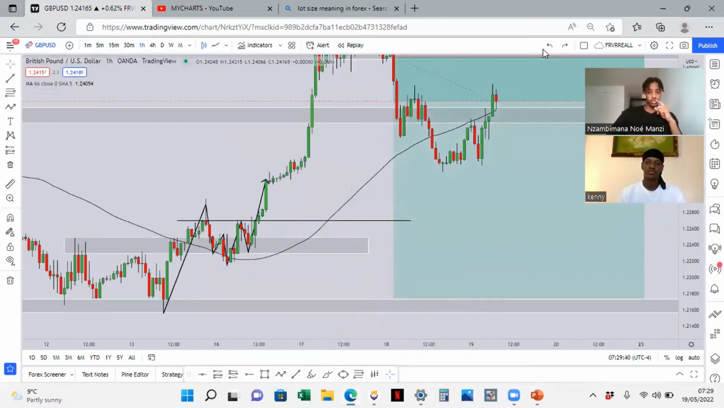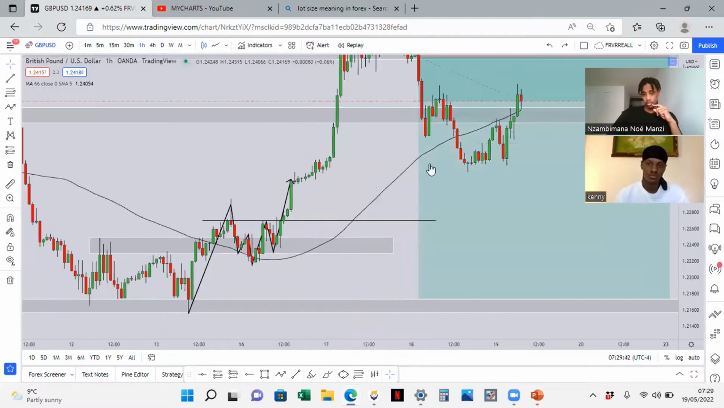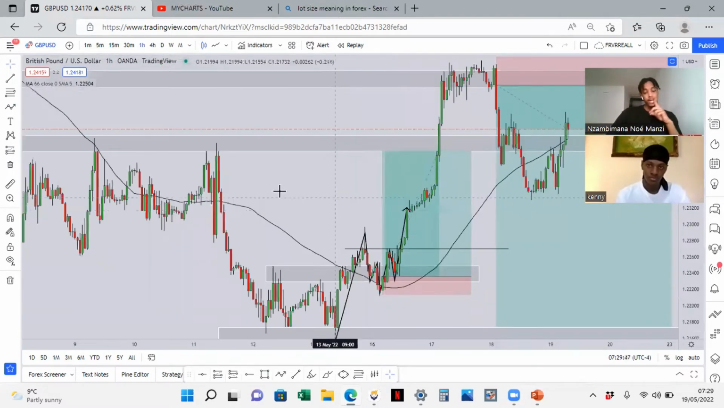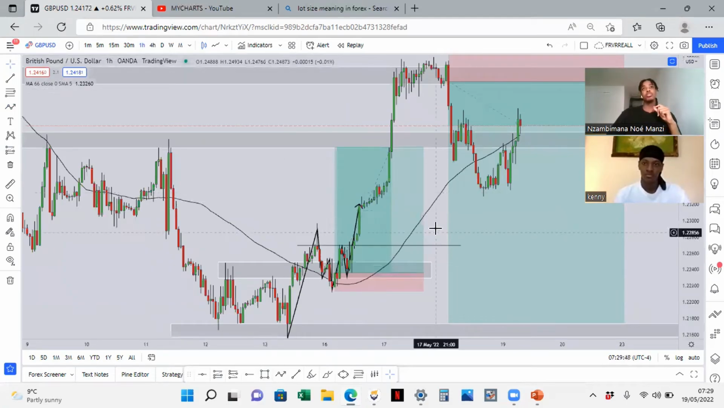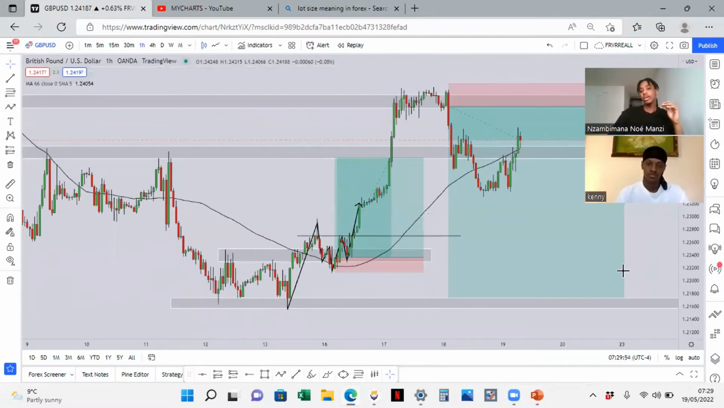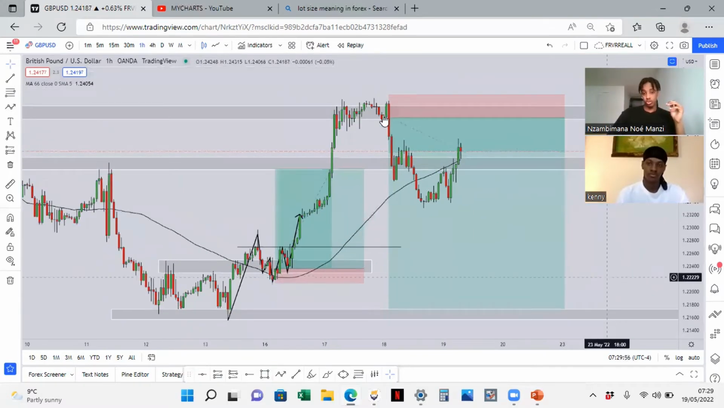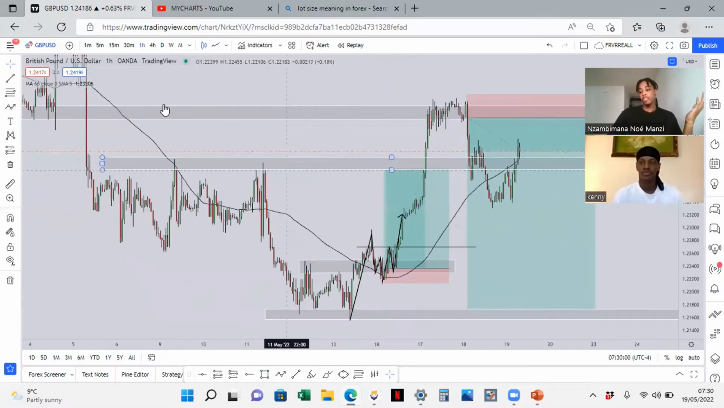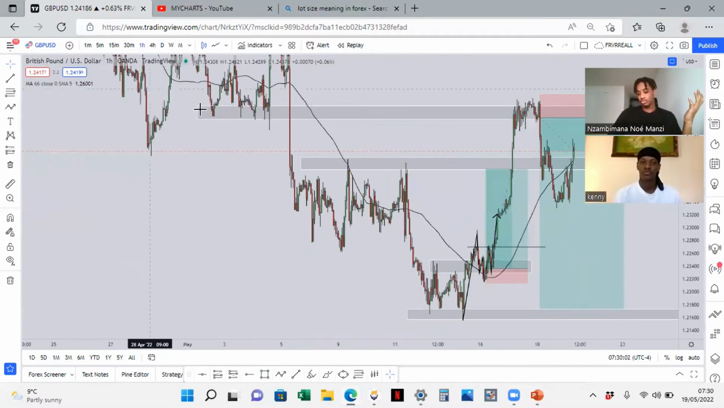Also exiting trades, right? I would say exiting trades, you simply exit the trades as you enter them. The same way you enter a trade is the same way you exit a trade. If, let's say, you took sells over here, right? Because of this support coming back in resistance.